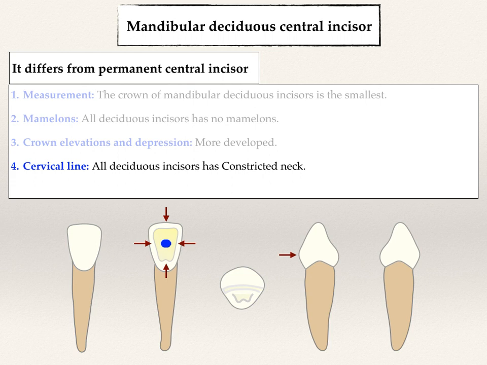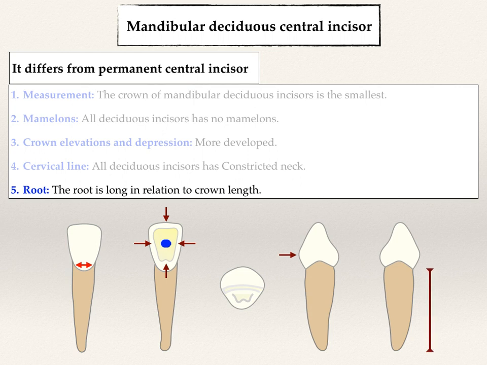Cervical line: all deciduous incisors have a constricted neck. The root is longer in relation to the crown length, and the crown-root ratio measures about 1 to 2.